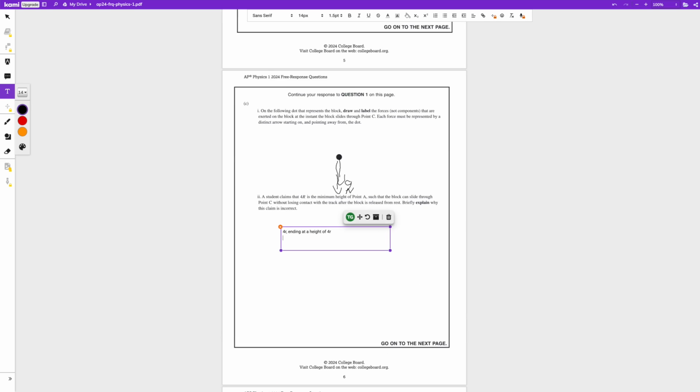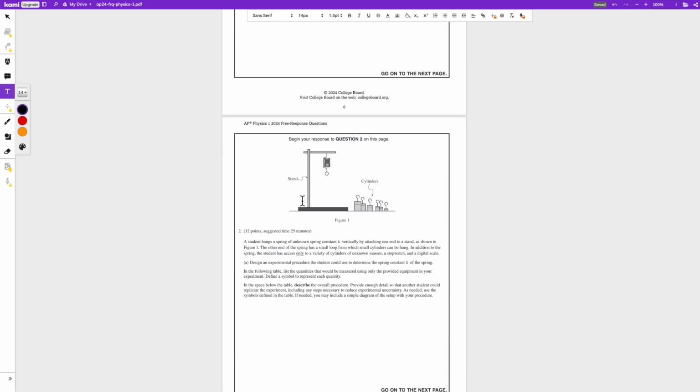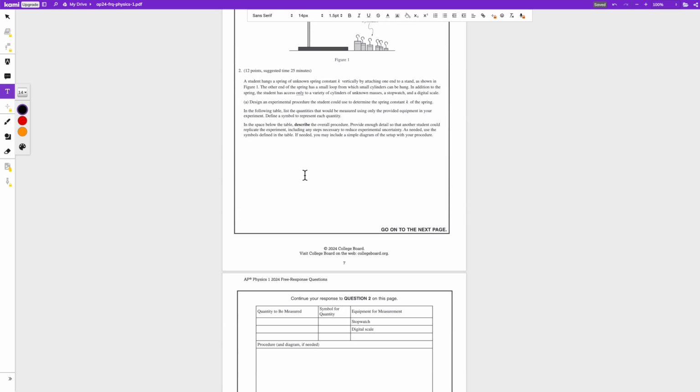So I'm just going to write bullet points here. No kinetic energy. Block will simply fall down. Okay, and that's just showing it's losing contact with the track, which shows why the student's wrong. That's question 1 answered. Let's move on to question 2.